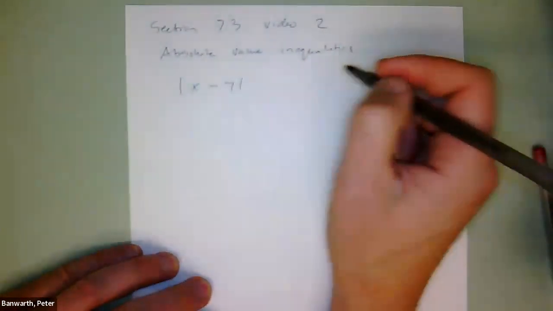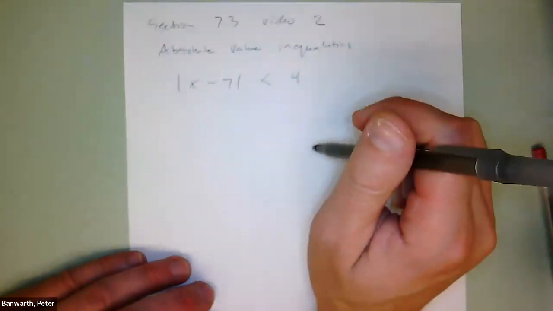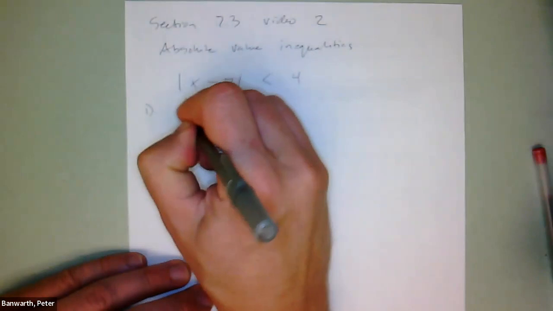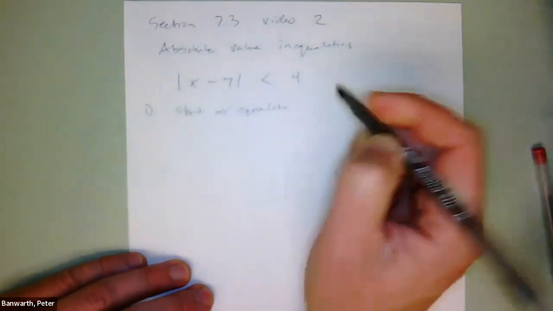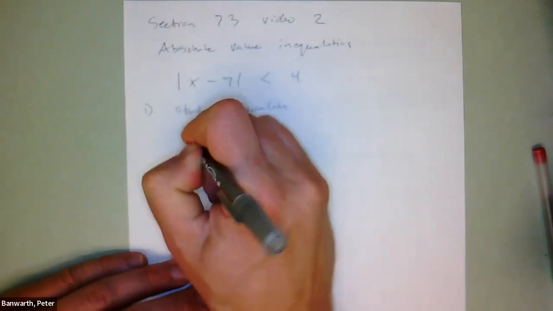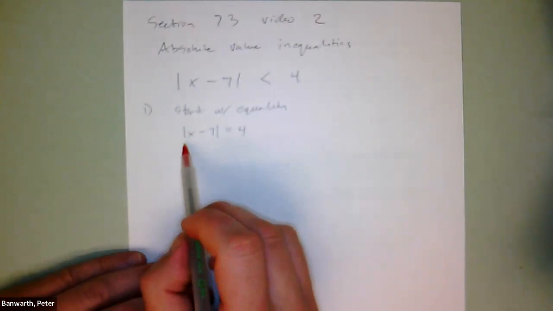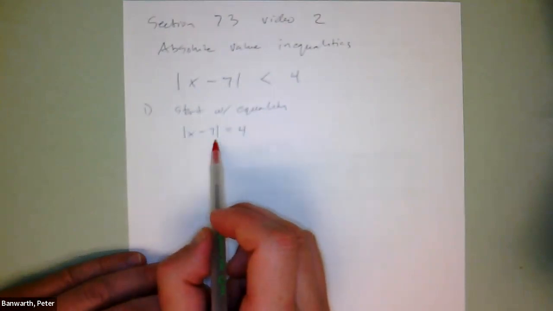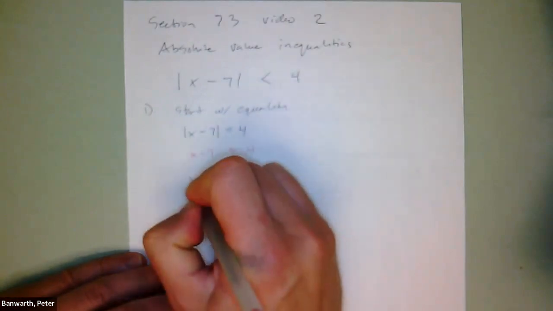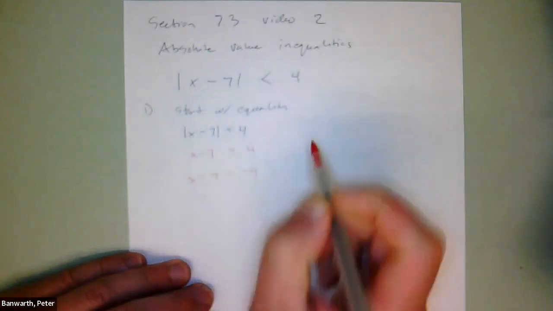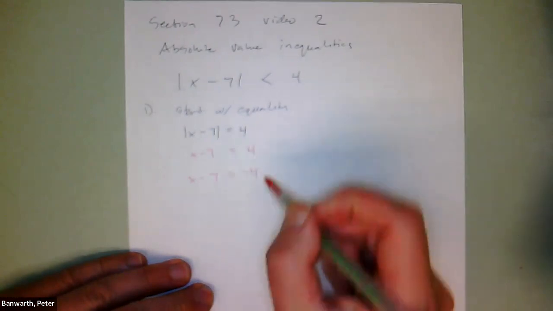Absolute value of x minus 7 is less than 4. As before, you start with the equality. I say absolute value of x minus 7 equals 4. And what I like to do for absolute values, once I have the absolute value by itself, is say either x minus 7 is 4 or x minus 7 is negative 4, because when I take the absolute value, it'll make both of these positive.